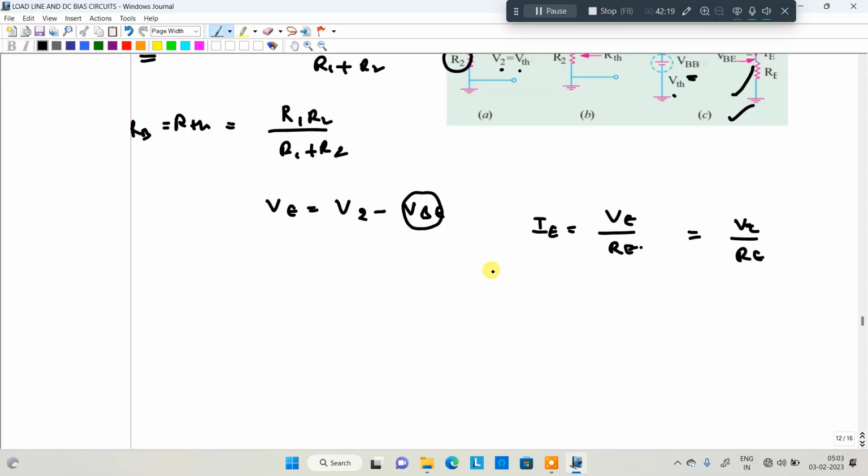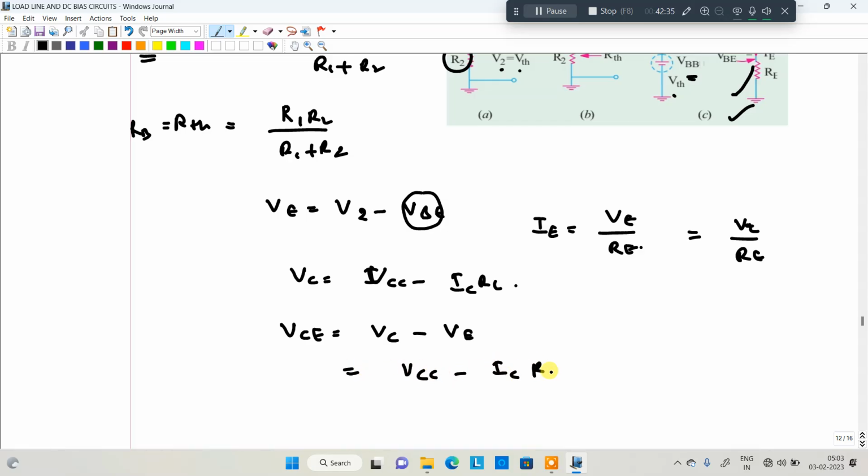Next, VC. That is nothing but VCC minus IC into RL. That is a general formula. VCE is equal to VC minus VE. That is VCC minus IC RL minus VE, which is nothing but IE RE. That value will be equivalent to VCC minus IC into RL plus RE.